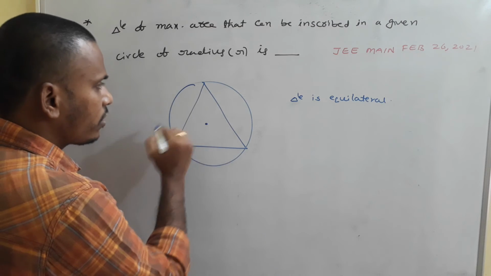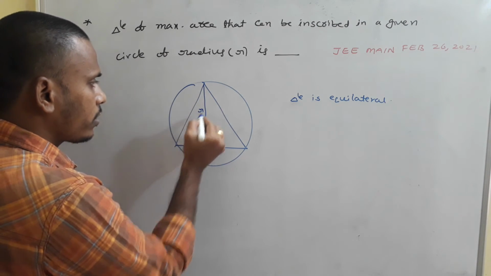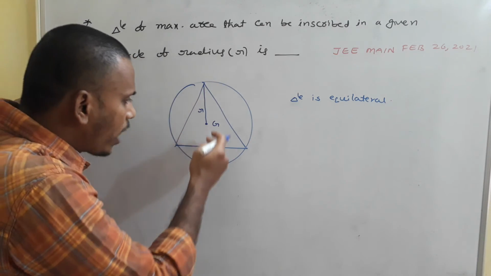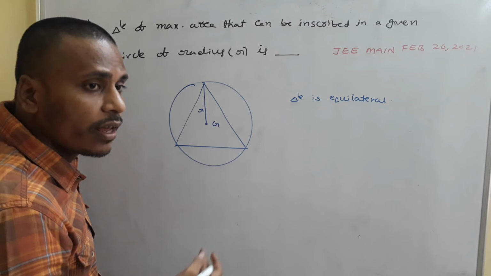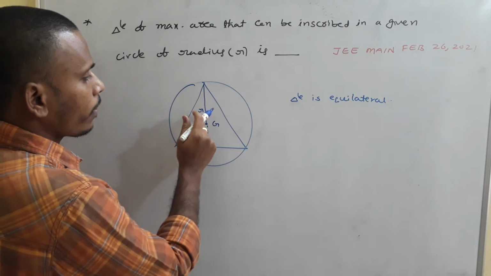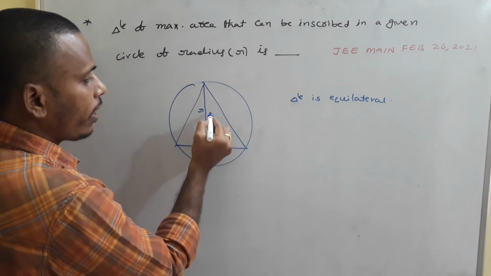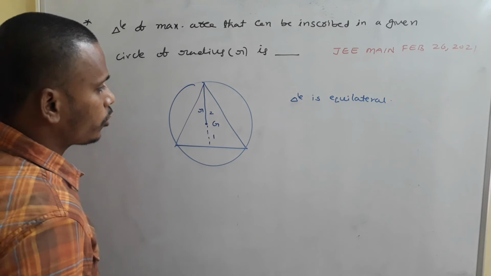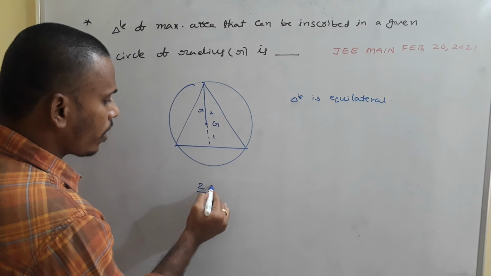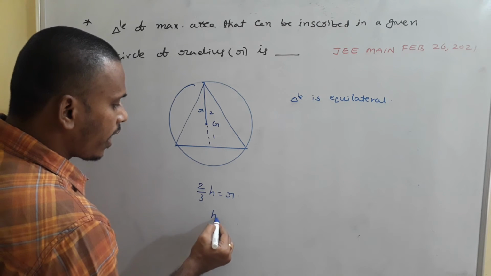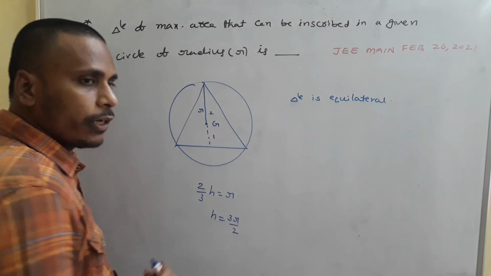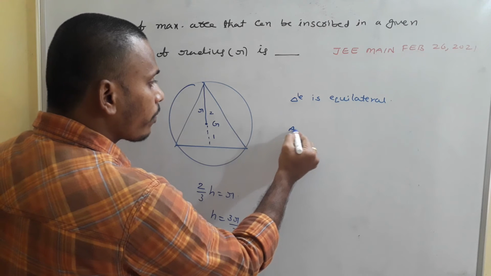Since the triangle is equilateral, what to say about the area in terms of radius? See, suppose this is the center of the circle, this is the radius, and this point is the centroid of the triangle, and since it is equilateral, you just calculate the height of this, and from there the area. Okay, so we know that the centroid divides the median, or height, in the ratio 2:1. So 2/3 of the height is equal to the radius, and height is equal to 3r/2.